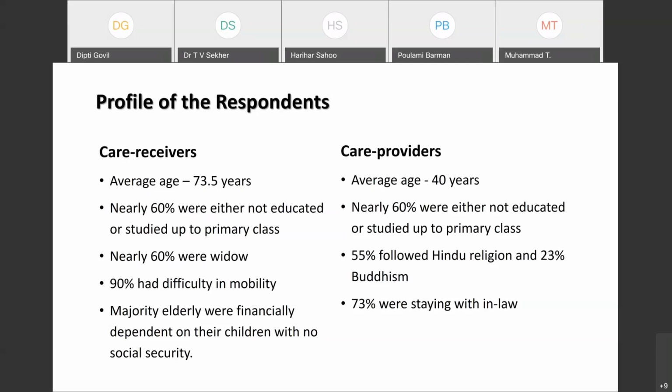Nearly 60% of the elderly were widowed and 90% had difficulty in mobility. The majority of these elderly were financially dependent on their children with no social security. Among the respondents, 50% followed the Hindu religion and 21% followed Buddhism, and 73% of them were staying with their in-laws, meaning these care providers were daughters-in-law of the family. Another important point: we planned this study in both slum and non-slum areas, but because of limited response from the non-slum areas, we could interview only very few people there.